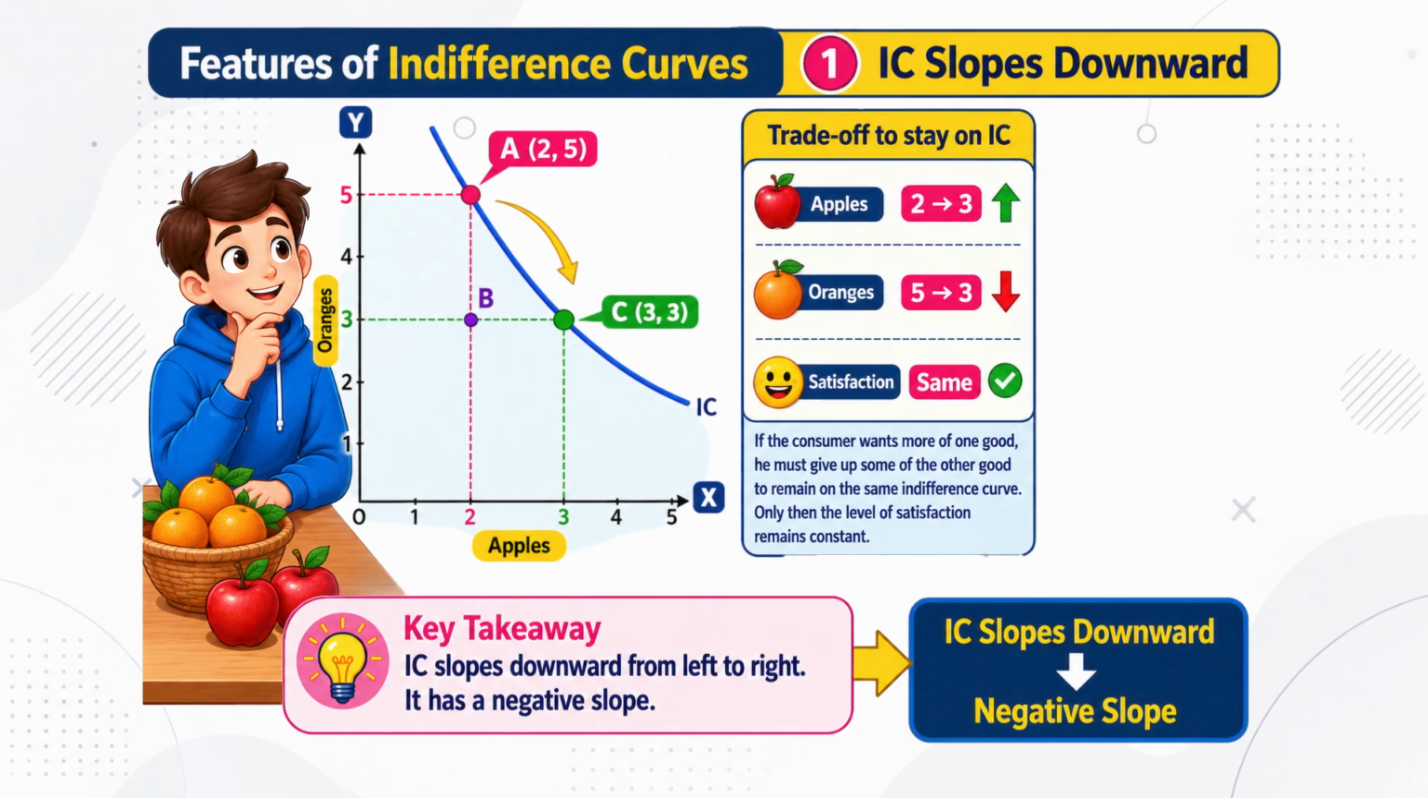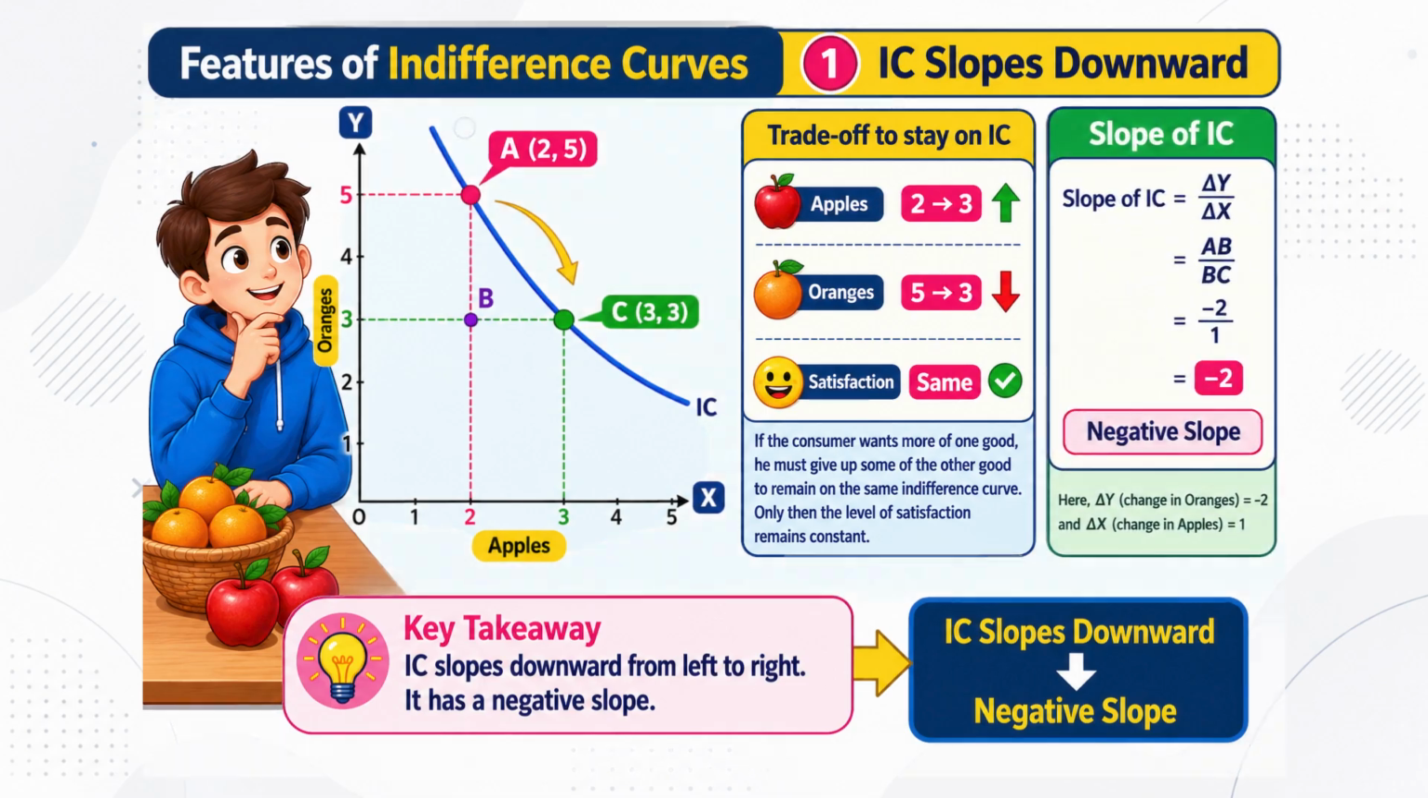to 3 units. So, if the consumer wants to have more of one of the goods, he must give up some quantity of the other good to remain on the same indifference curve. Only then will his level of satisfaction remain unchanged. We can also see this mathematically. The slope of the indifference curve is delta y divided by delta x. Here, the change in oranges is -2, while the change in apples is +1. Therefore, the slope is -2 divided by 1, which is equal to -2. Hence, an indifference curve has a negative slope.